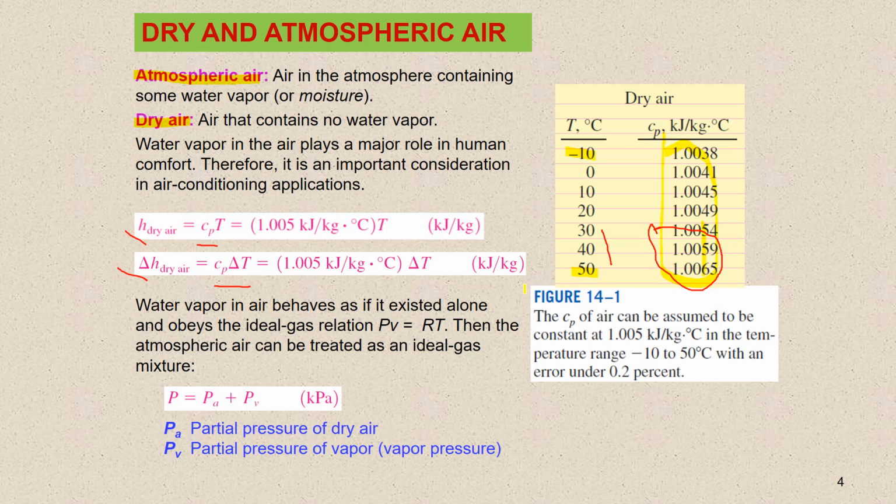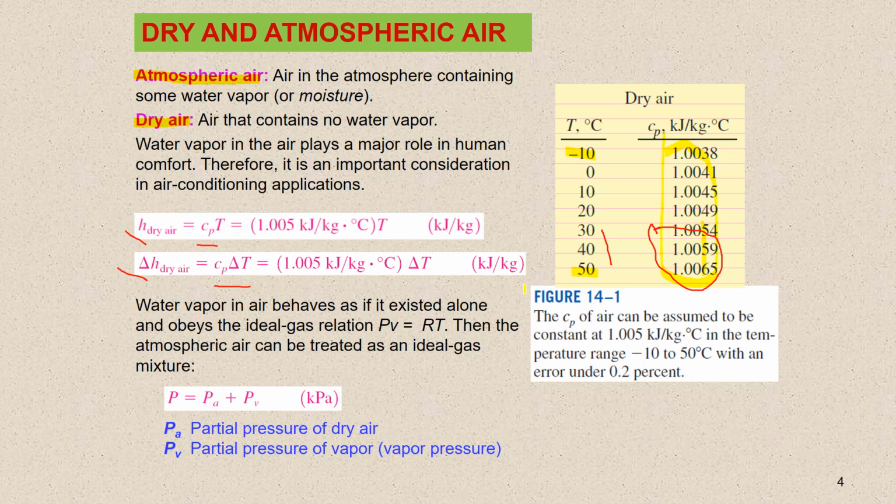It would also be very convenient to treat the water vapor in the air as an ideal gas. So, you would probably be willing to sacrifice some accuracy for such a convenience. However, it turns out that we can have the convenience without much sacrifice. At 50 degrees centigrade, the saturation pressure of water is 12.3 kilopascals. At pressures below this value, water vapor can be treated as an ideal gas with negligible error, even when it is a saturated vapor. Therefore, water vapor in air behaves as if it existed alone and obeys the ideal gas equation of PV equals RT.